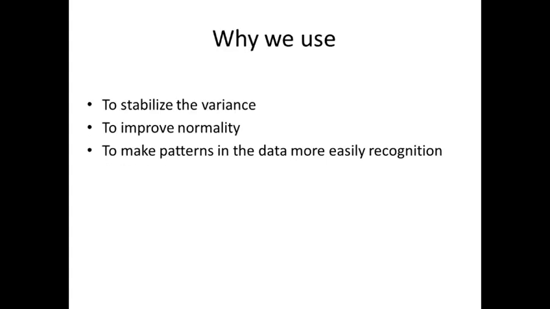So, these are the three main reasons why we use the Box-Cox transform. Let's see. To stabilize the variance, to improve normality, and to make patterns in the data more easily recognizable. So let's see one by one. First, to stabilize the variance.